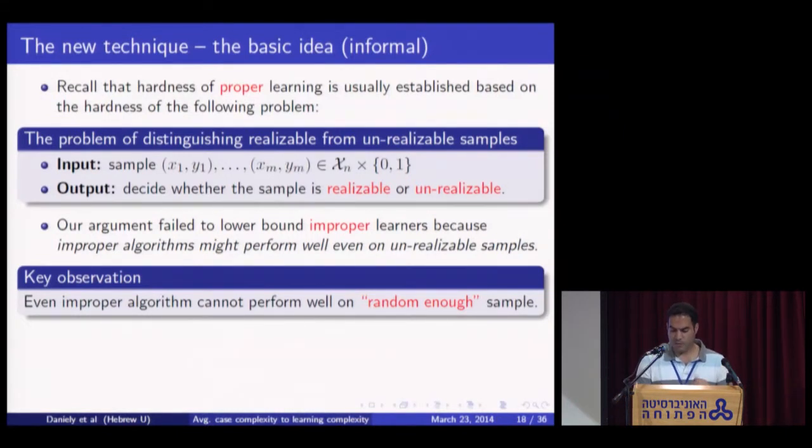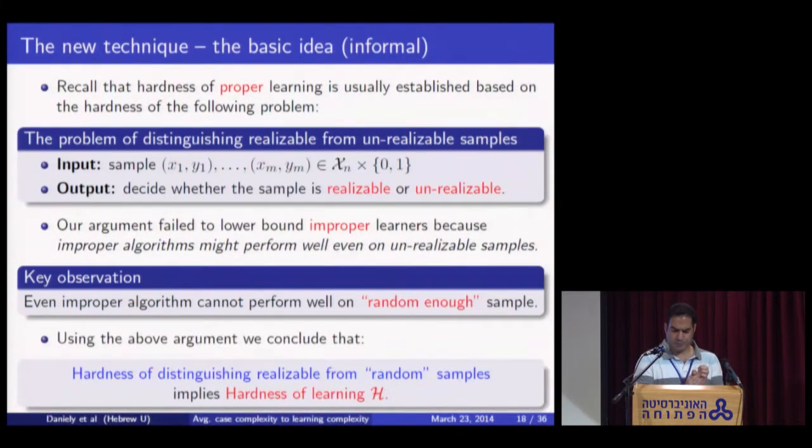But if this key observation is true, then we can use the argument I showed before to show that if it is hard to distinguish realizable from random samples, then it is hard to learn H even by an improper algorithm.